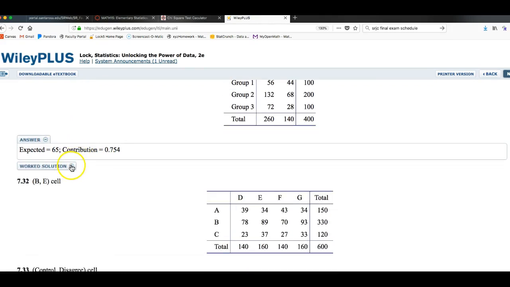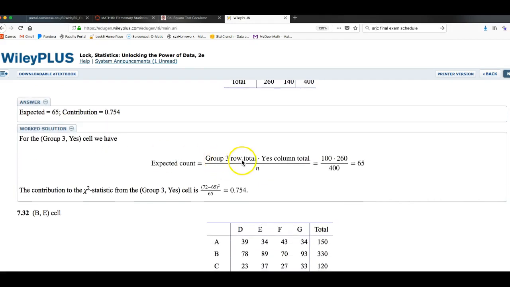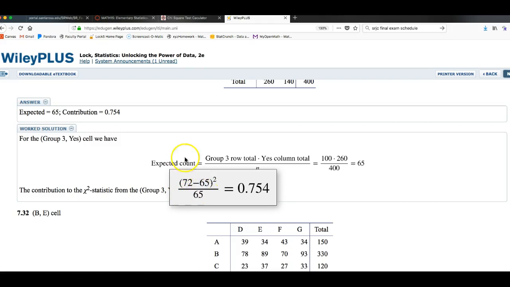And if you do want to do these by hand, again, it's not difficult. I'd say it's just more tedious to compute. You take the group 3 row total times the yes column total, divided by the total of everyone, to get the 65. And the chi-squared contribution, similar to those residuals or standard deviation, is the difference between the two squared and then divided by the expected count.